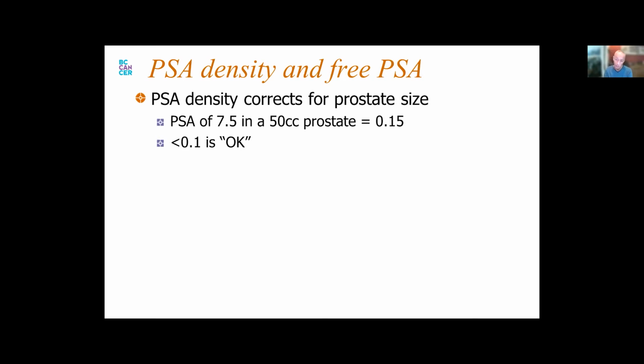But this can be very helpful, for example, in the active surveillance situation where we already have a diagnosis and a prostate volume. So if you had a PSA of 7.5 and a 50 cubic centimeter prostate, you do 7.5 divided by 50 is 0.15. And the lower the better, but less than 0.1 is good. And above 0.2 indicates probably a higher burden of prostate cancer within the prostate.